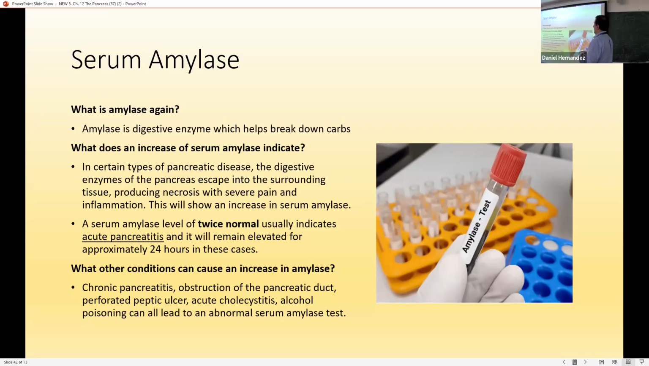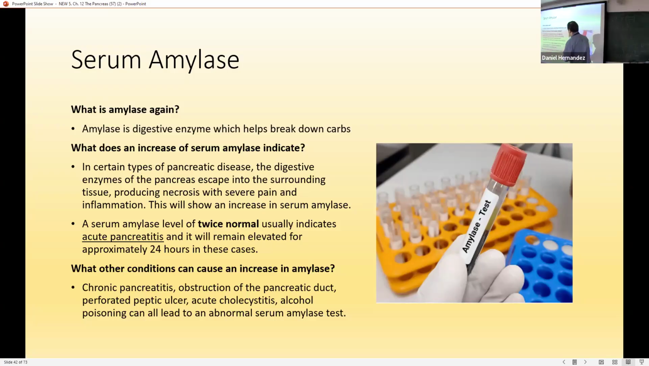If there's potential pancreatitis that's developed, or there's a blockage of the drainage ducts, in the duct of Wirsung or duct of Santorini, or potentially even something in the CBD where it connects, this could back things up and cause leakage of those digestive enzymes and damage the surrounding tissue. A serum amylase level of twice normal usually indicates acute pancreatitis. So again, we use these markers to help make that diagnosis of acute pancreatitis. It will remain elevated for about 24 hours in these cases.